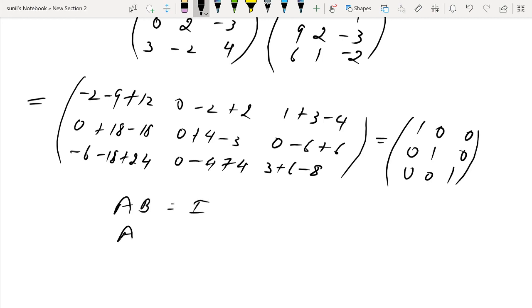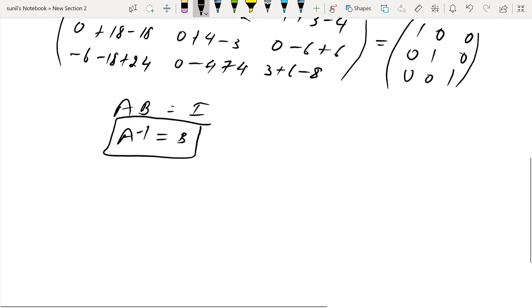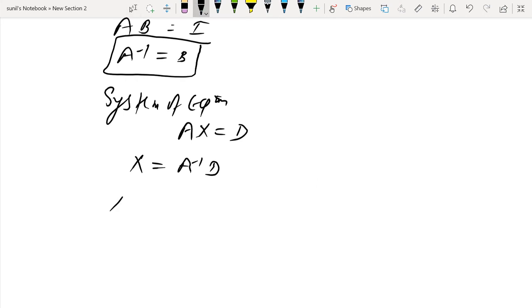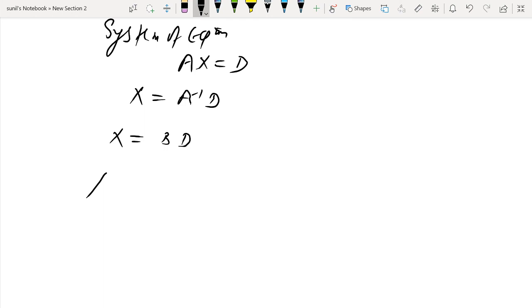So in this case A inverse is B, so no need to find B here. And system of equations will become AX is equal to D. So X is equal to A inverse of D, and A inverse we have already found it is B. So what we are going to do here, will make use of the B matrix.